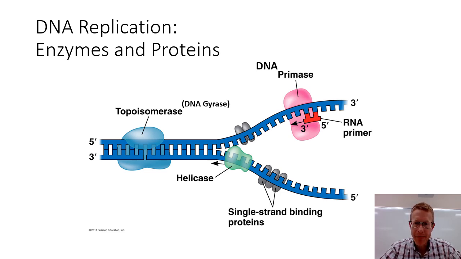DNA primase adds RNA to the DNA strand. It adds an RNA primer, which is needed before DNA polymerase can add DNA to the growing strand. Single-strand binding proteins help to keep the two strands apart after they're separated by helicase.